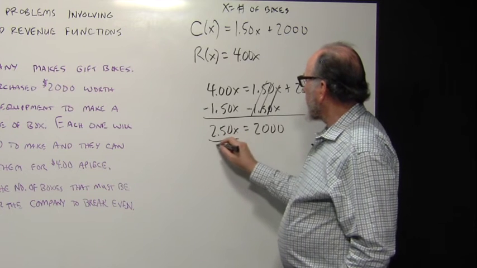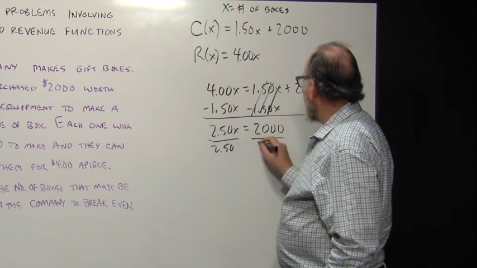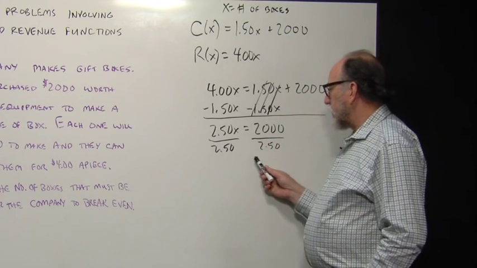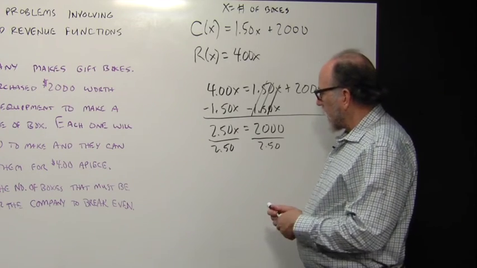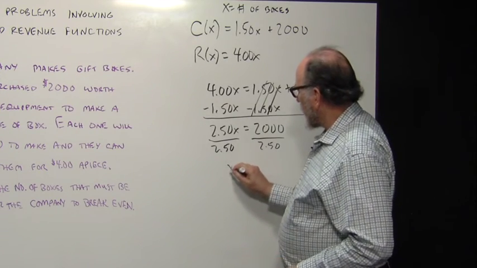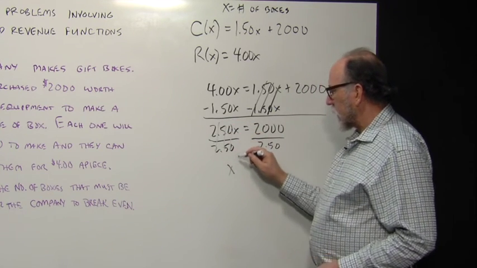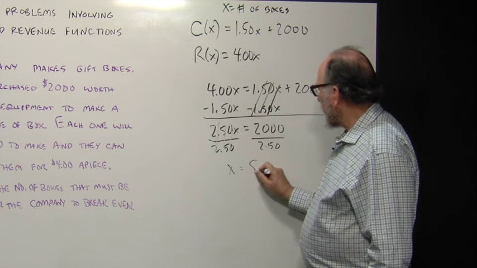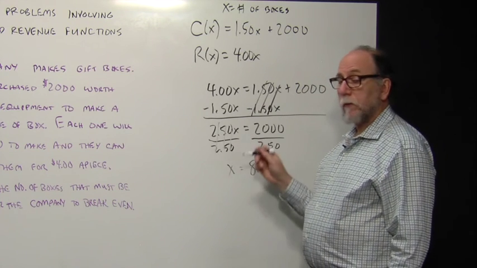Then to find x, we just divide by 2.50 on both sides. And so when we divide by 2.5 on both sides, we end up with x over here, because the 2.5s divide to 1. That eliminates those. And on the other side, we get 800. So it takes 800 boxes to break even and cover all the costs.